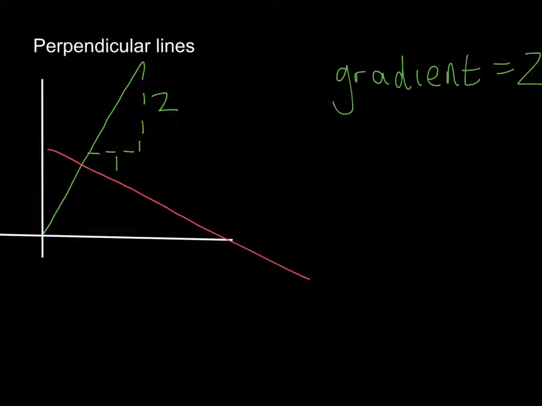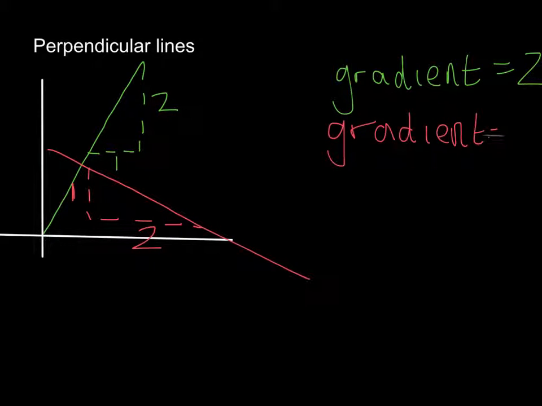Now, if I'd had accurate axes, I'd notice that the opposite is happening. Let's just draw a little triangle. And I'd notice that every 2 units across on the x-axis, I'd go 1 unit up and down on the y-axis. Notice also that the gradient of the red line is negative. So in this example, the gradient equals minus 1 over 2, minus a half.